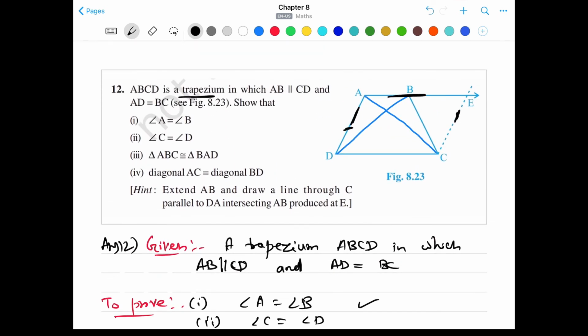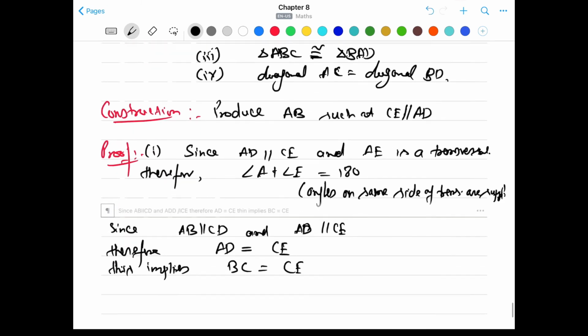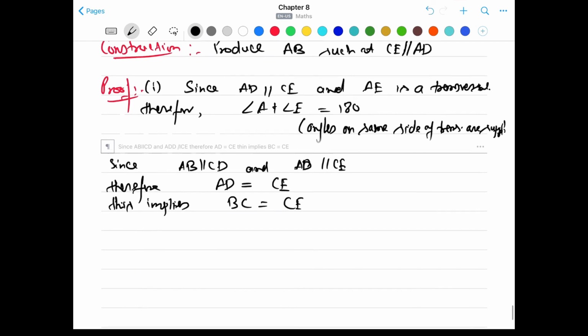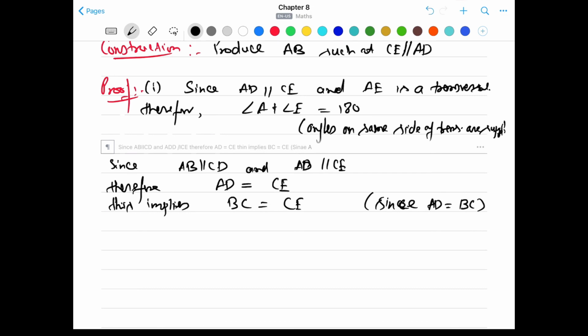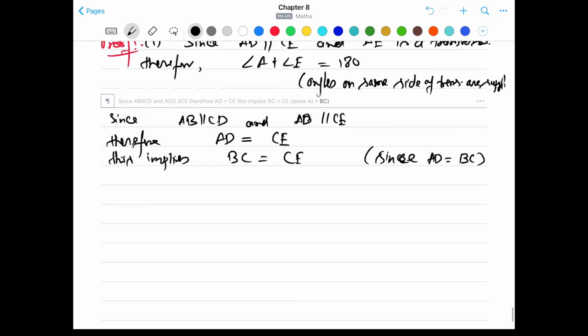Okay, it's given in the question that these two sides are equal, and by construction we have drawn that these two are equal. So by default BC and CE will be equal. Okay, BC and CE will also be equal. The reason for this is since we have that AD equals BC, which is given.